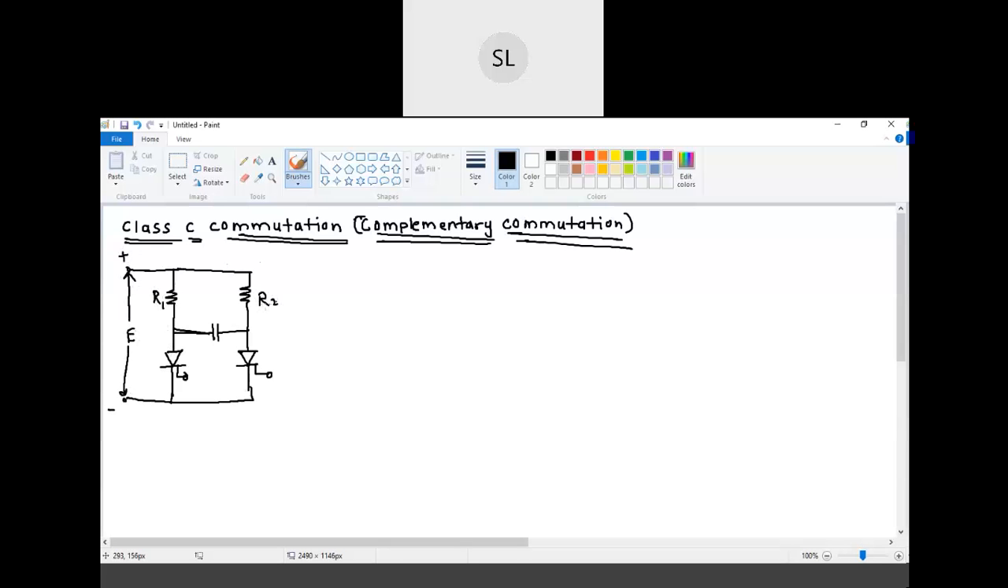Now there will be two load resistors R1 and R2, a capacitor C, and two thyristors T1 and T2. Okay. So now why is this technique called a complementary commutation? Because a conducting thyristor is switched off by turning on another SCR by placing a charged capacitor across it. That is why it is called a complementary commutation.